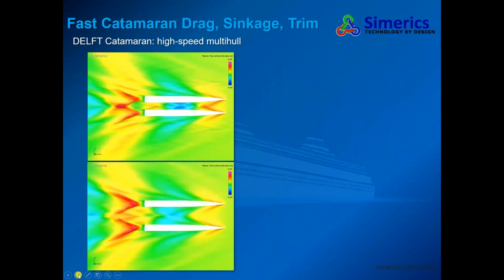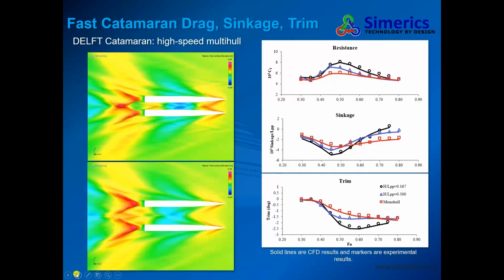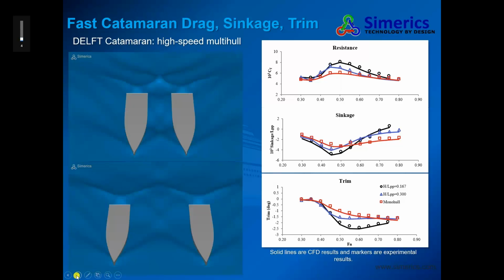The next one, we move from our planing hull to a catamaran. It's a high-speed multi-hull. Also, we compare our simulation results with experiments on the resistance, sinkage, and trim. As you see, the simulation successfully captured the effect of different spacing. If we look from the bow area, here is the waving action. For a narrow gap and for a wide gap, you see there is a really big difference, and it will ultimately affect the resistance, sinkage, and trim.